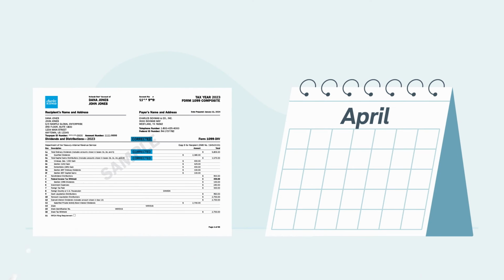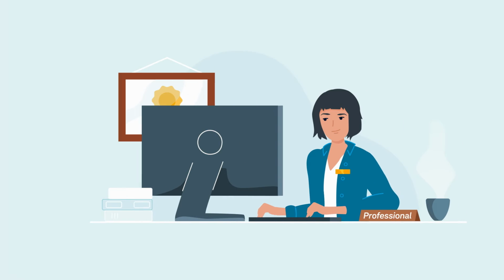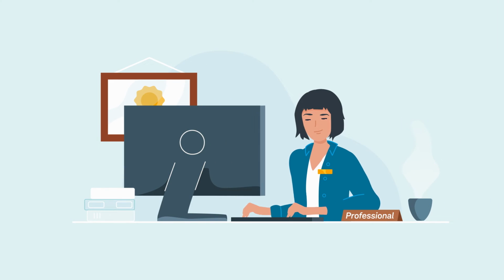Most corrected 1099s are sent before the April tax filing deadline, but it is possible to receive a corrected 1099 after that too. If you have already submitted your tax return, you may end up having to file an amended return that includes the corrected information. Consider working with a tax professional if you need help with that.